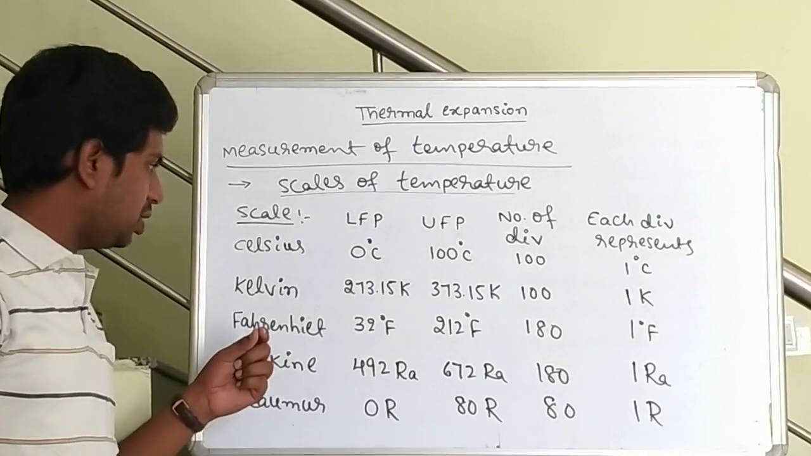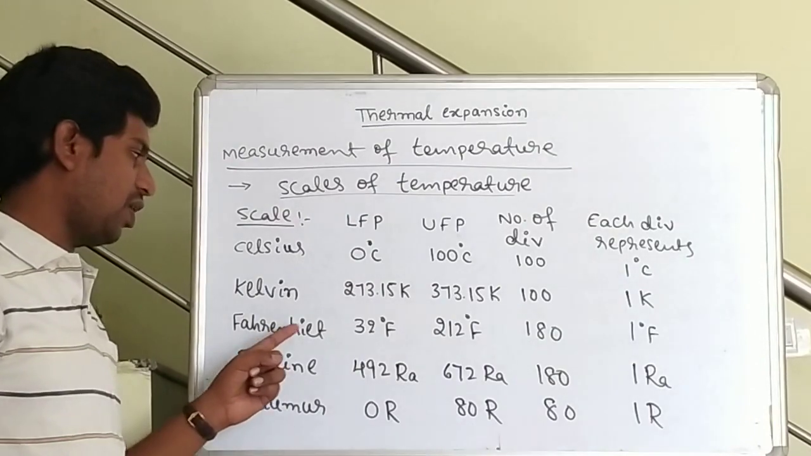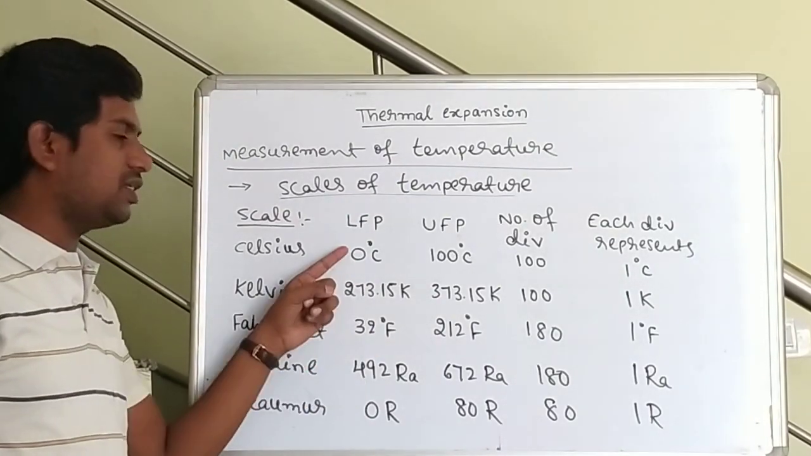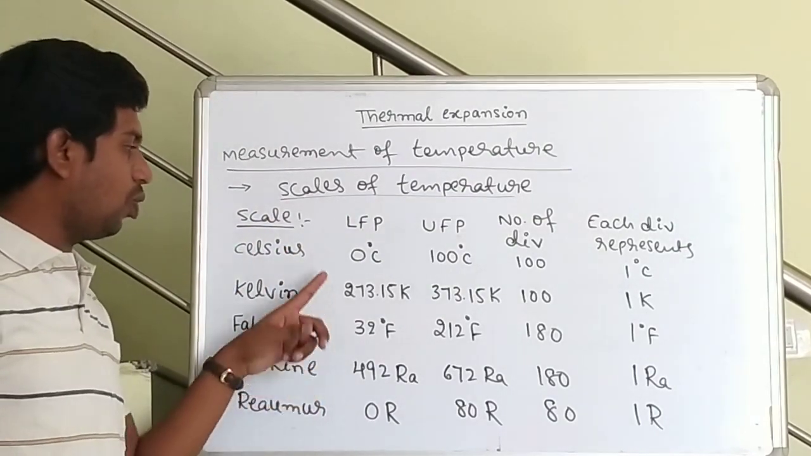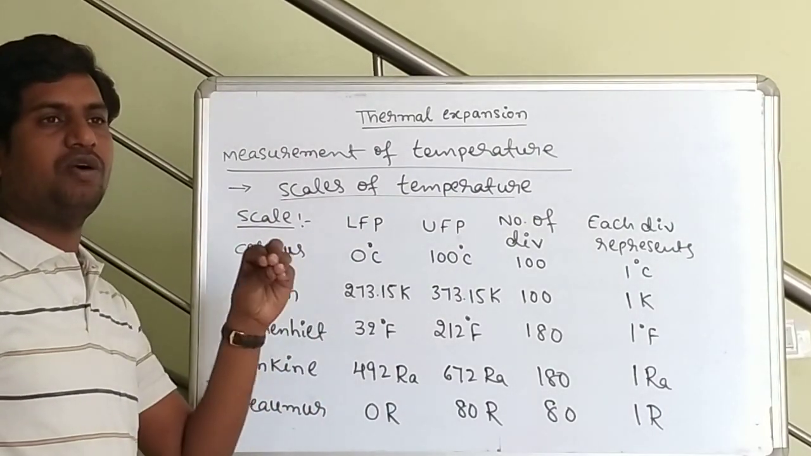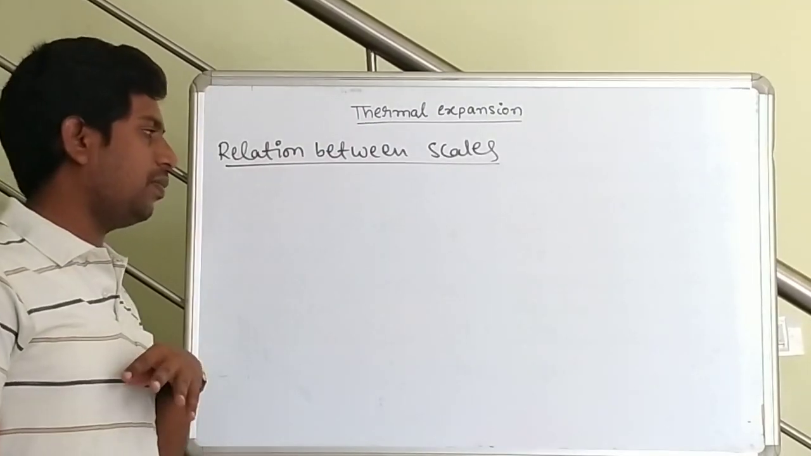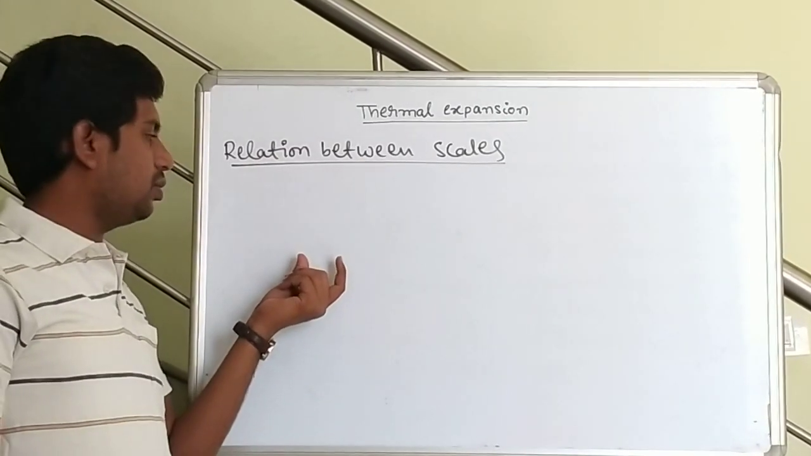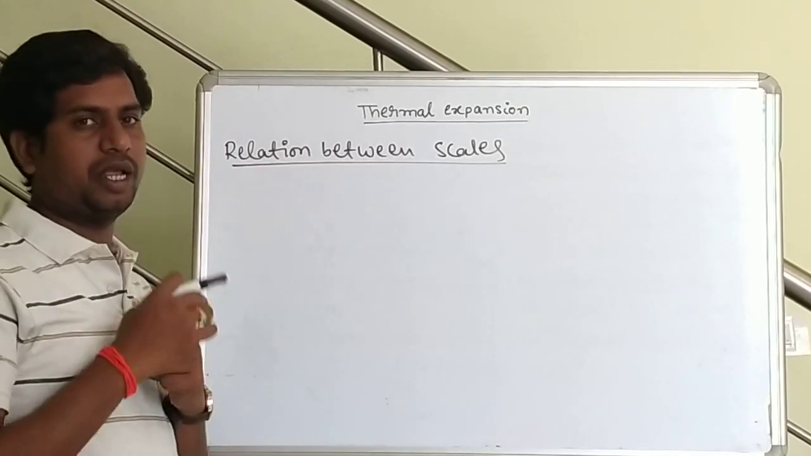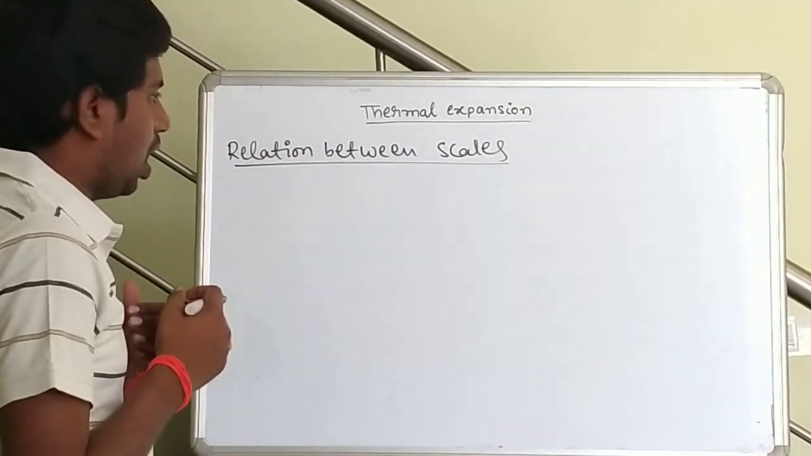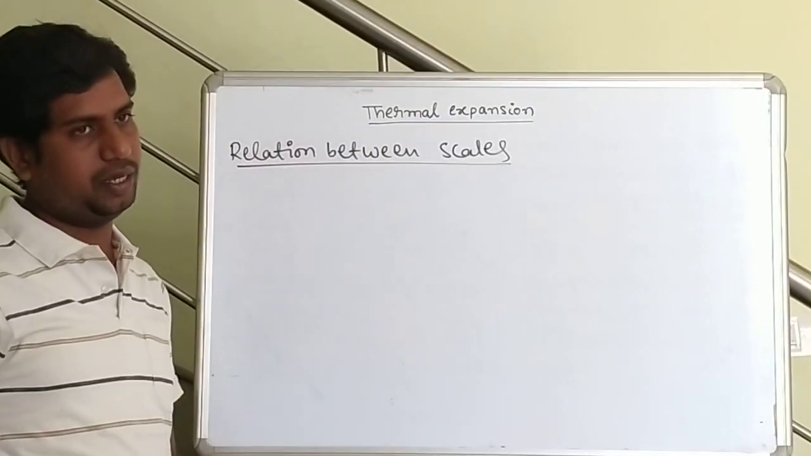Here, if we observe, the melting point temperature on the Celsius scale is 0, but on Fahrenheit it is 32. Here the readings are different, but the value will be the same, and both will represent the temperature of the melting point only. So as I said, on any scale the reading may be different, but the temperature will be the same. So how will we get it? We'll get it using the relation between the scales.